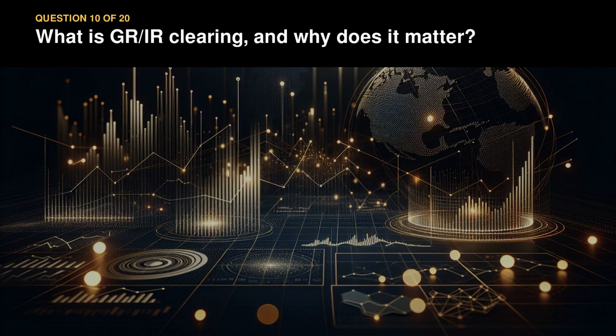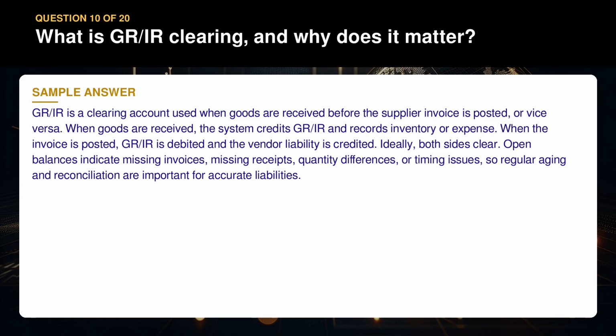Question 10. What is GRIR clearing, and why does it matter? GRIR is a clearing account used when goods are received before the supplier invoice is posted, or vice versa. When goods are received, the system credits GRIR and records inventory or expense. When the invoice is posted, GRIR is debited and the vendor liability is credited. Ideally, both sides clear. Open balances indicate missing invoices, missing receipts, quantity differences, or timing issues, so regular aging and reconciliation are important for accurate liabilities.